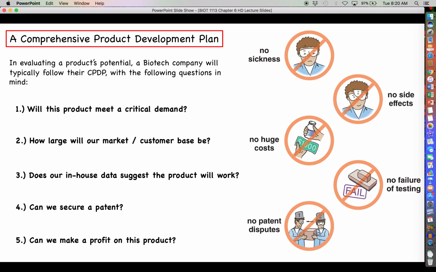And then finally, something that we have discussed, can we make a profit on this product? There's no point for a company, even if making and selling the product is a noble effort, even if it's something that the population drastically needs, it's just not going to be tenable to continue to sell and make that product if we're not making a profit on it, because if you're not doing that, that's a good way for a company to eventually go under.